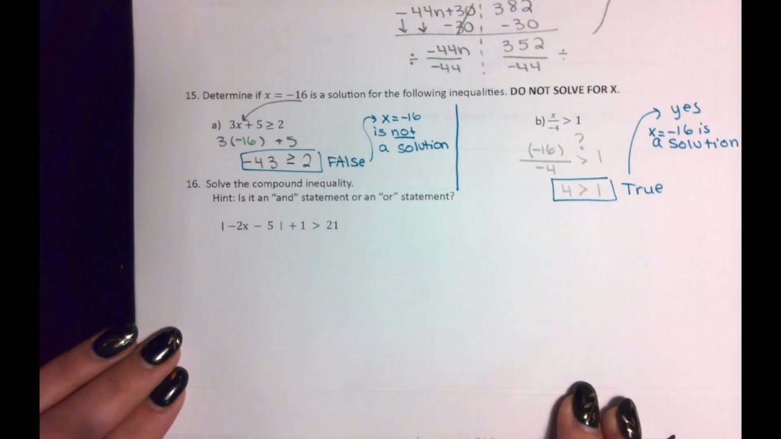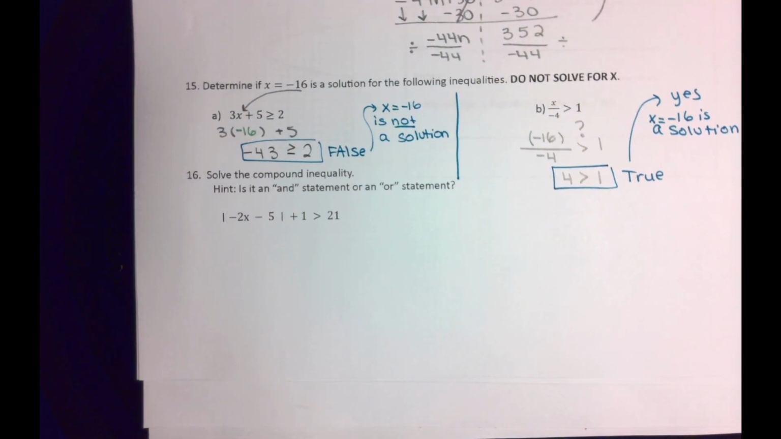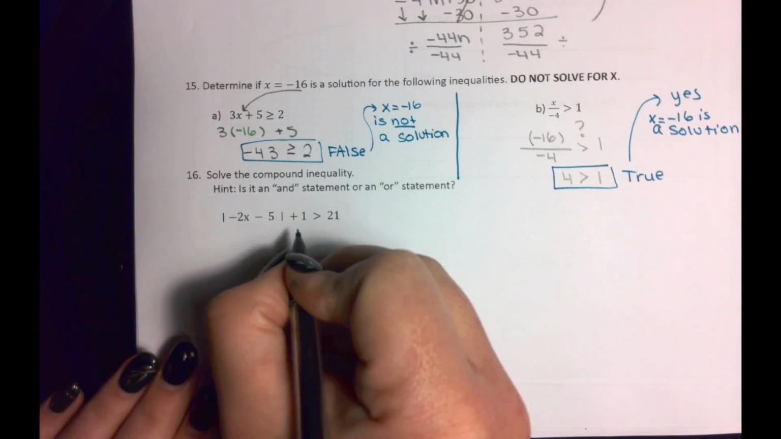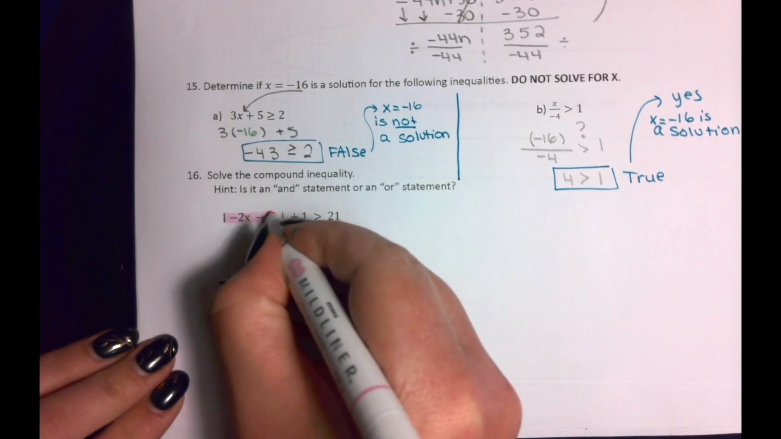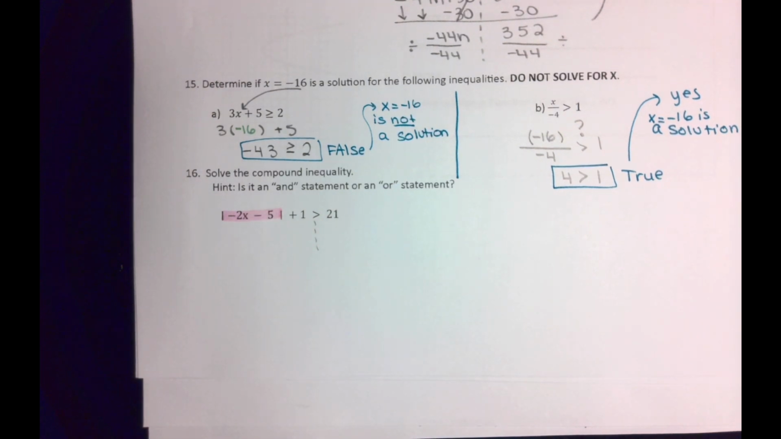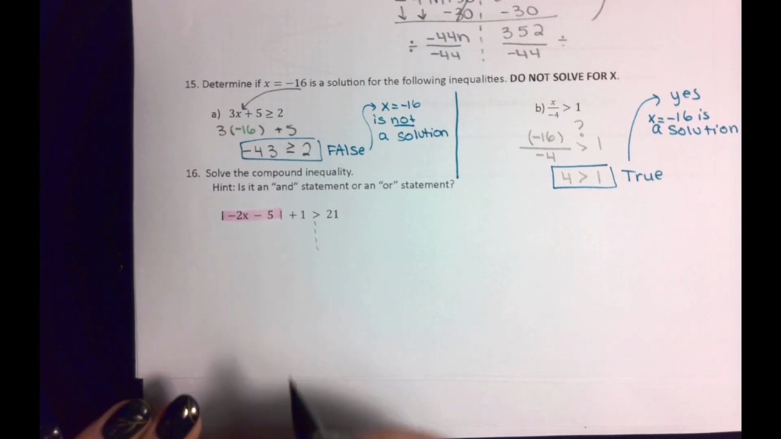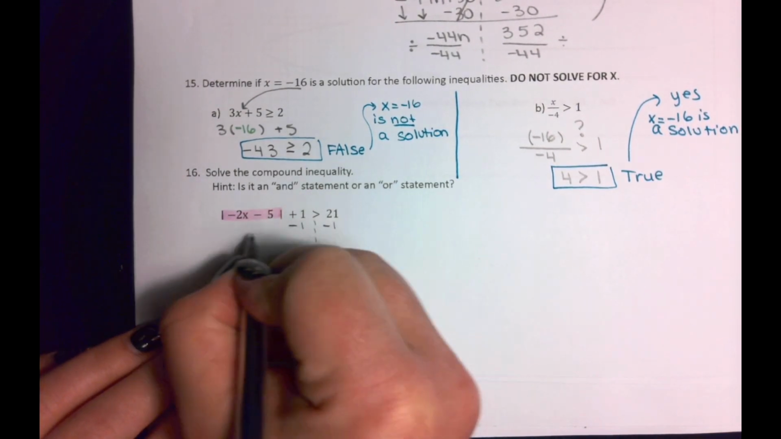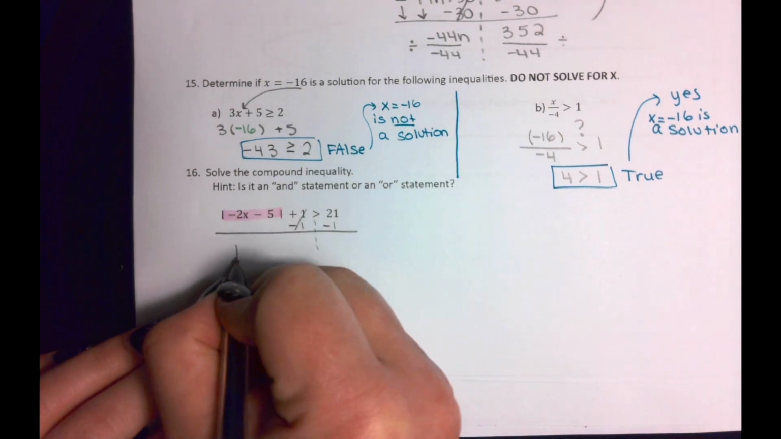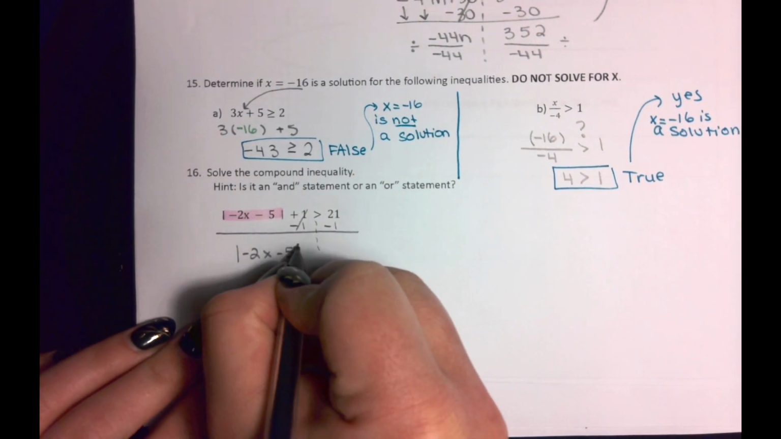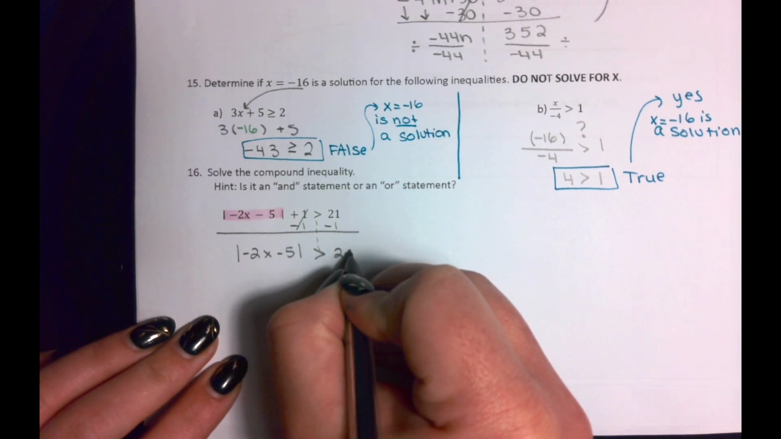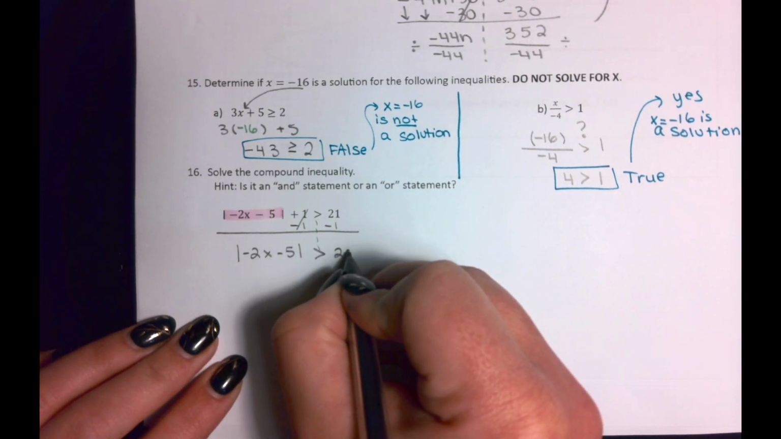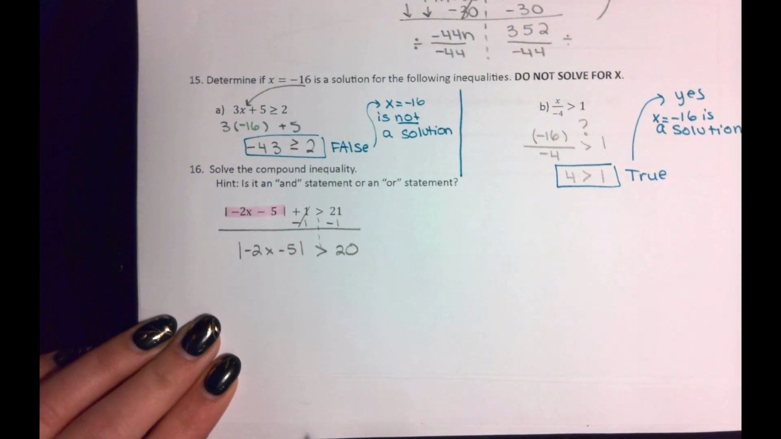For question number 16, we have solve the compound inequality. Is this an and or an or statement? So step number 1 is we want to get the inequality by itself. So anything inside the absolute value here, we want alone. So we're moving the 1 over. After we move it over, we're going to ask ourselves, is this an and or is this an or statement? So this greater than symbol is an or statement.